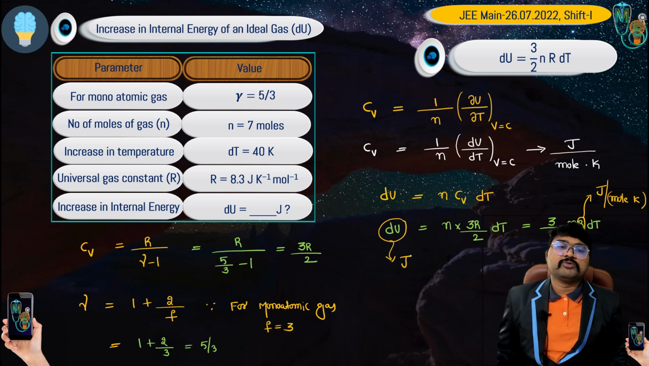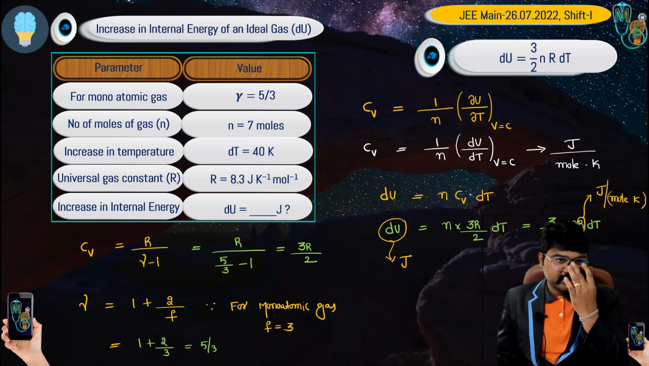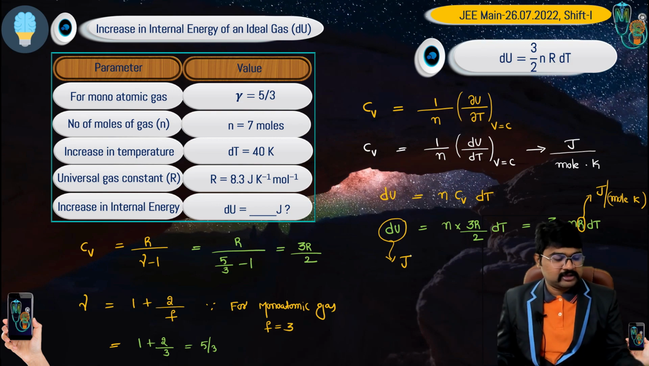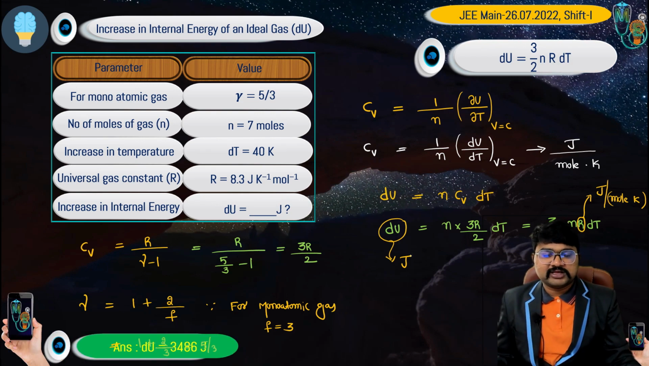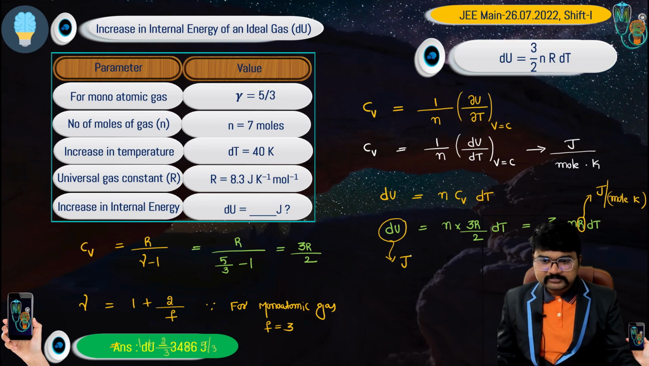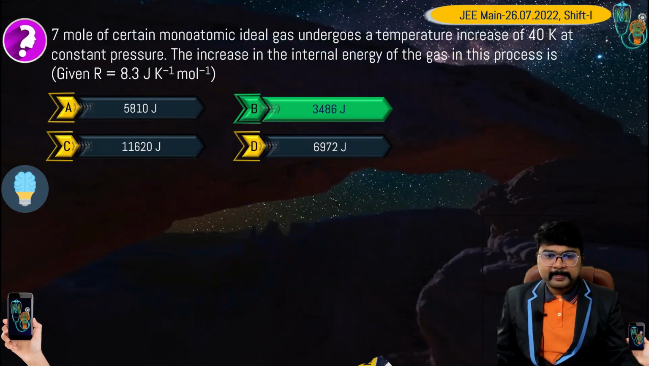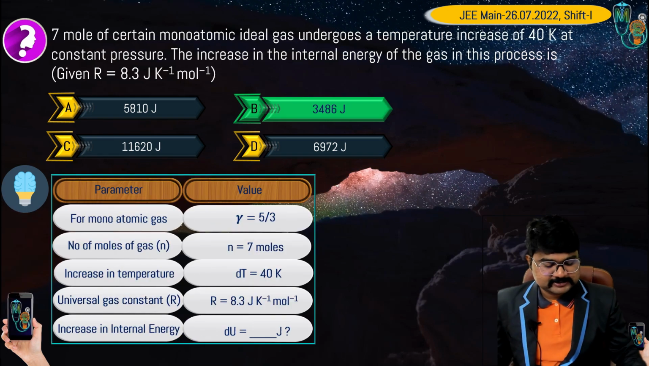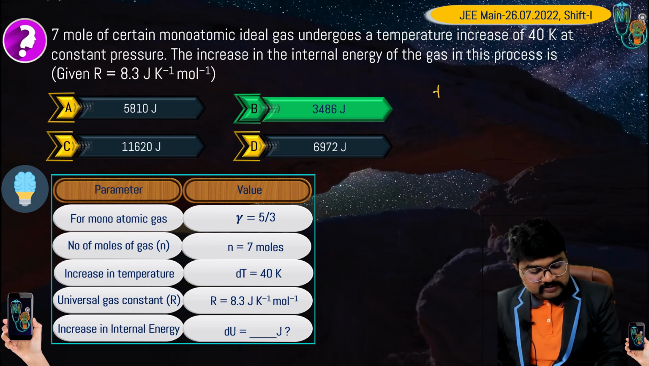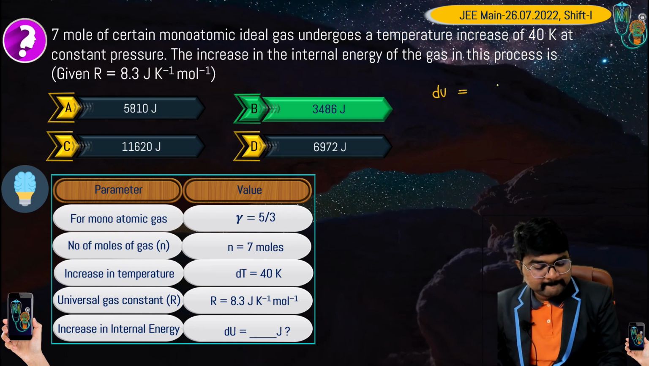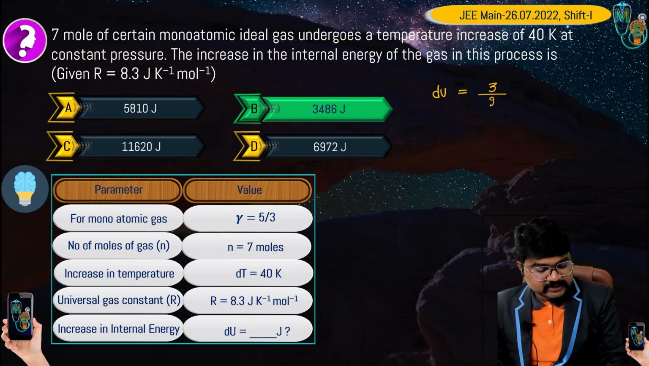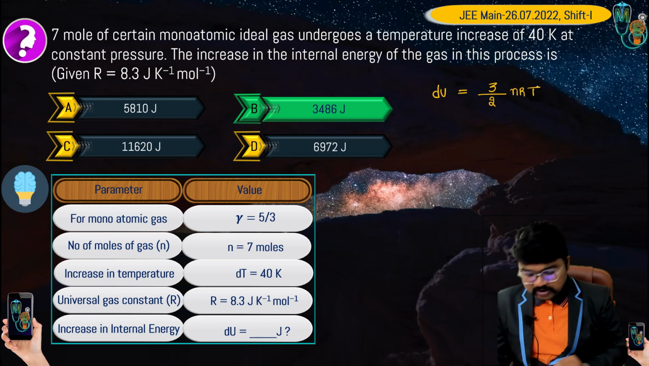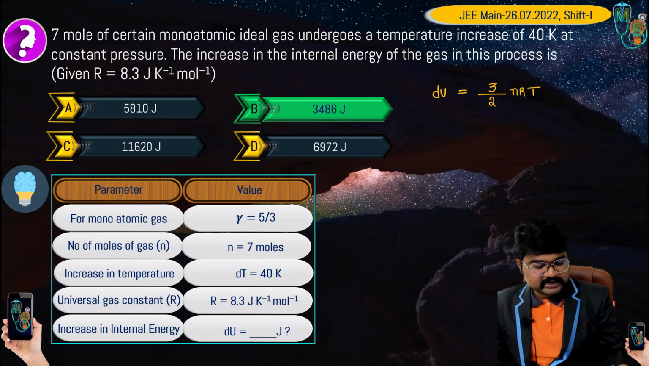So this is the way to prove it. Straight away substituting, it's not a big deal. Try to know in what manner these equations are coming. Now we can substitute everything, then you will get the answer. Just observe. I want to substitute that part. You will be getting the answer. dU equal to how much? 3 by 2 nRT. Substitute all the units also, then you will get the correct answer.